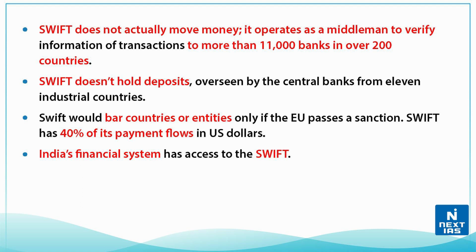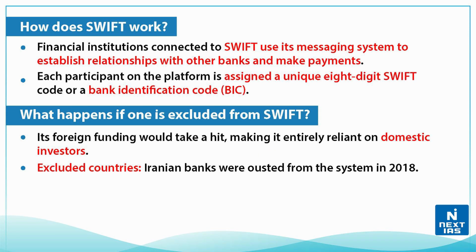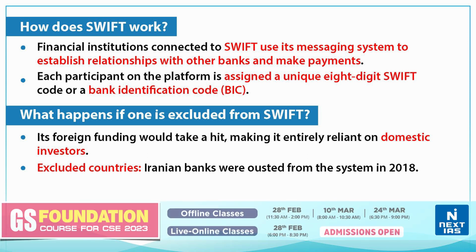Now, SWIFT can bar countries or entities only if the European Union passes a sanction, as has recently happened in the case of Russia. SWIFT has 40% of its payments flowing in US dollars, and India's financial system also has access to the SWIFT network. So, how does SWIFT work? The financial institutions connected to SWIFT use its messaging system to establish relationships with other banks and make payments. Each participant on the platform is assigned a unique 8-digit SWIFT code or a bank identification code.